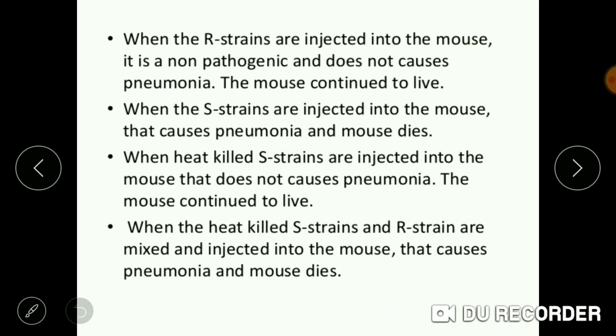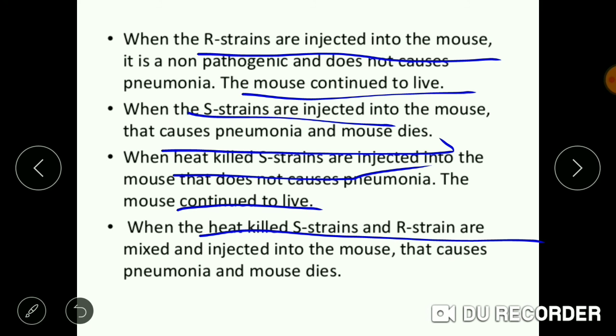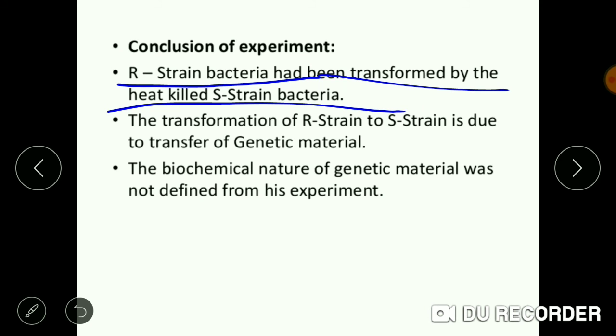So he saw that when R strain is injected into mouse, the mouse continues to live. When S strain is injected, it causes the mouse to die. When heat killed S strain is injected, the mouse lives. When heat killed S strain and R strain are injected together, the mouse dies. Hence he concluded that the R strain bacteria has been transformed by heat killed S strain bacteria.